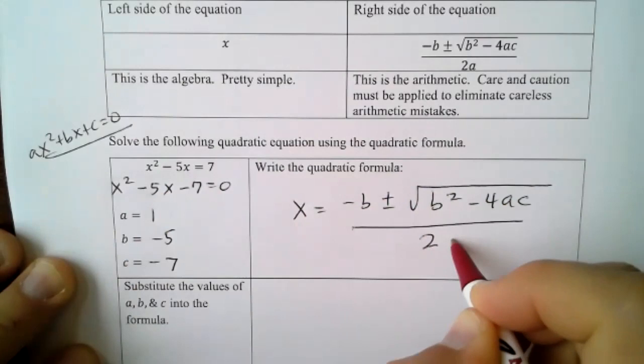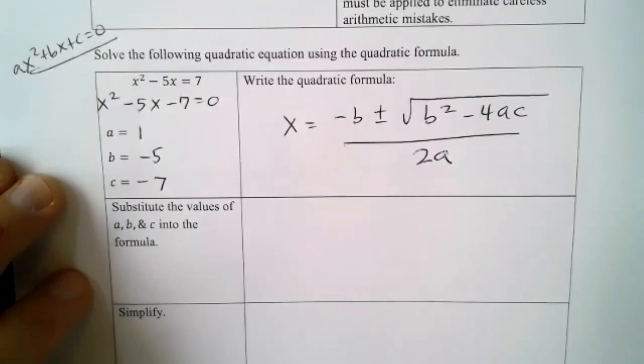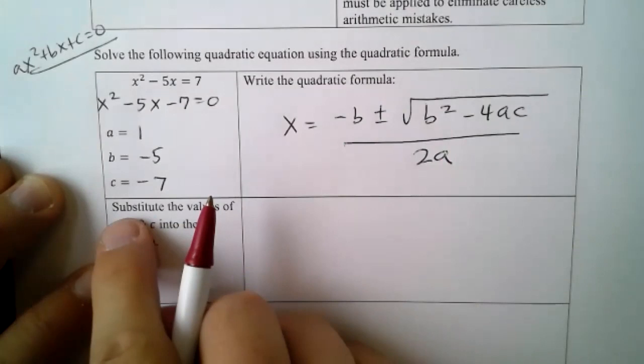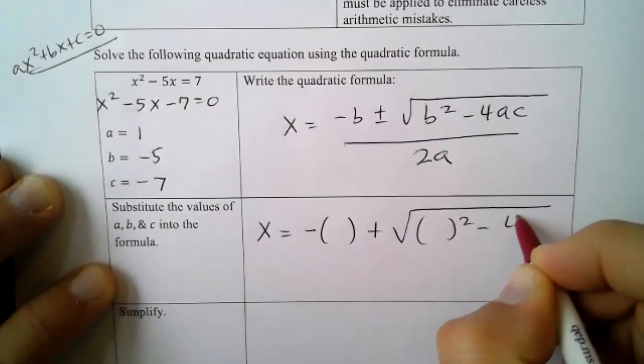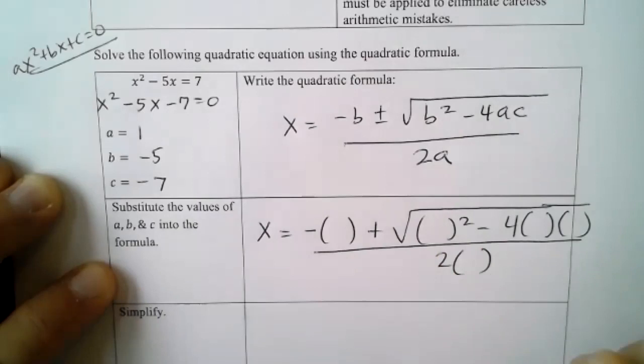And so that's going to be the easiest part. If you remember to sing that in your head as you're writing it, you don't even have to think about it. Then substitute the values of a, b, and c into the equation. Now what I usually do is I start off like this and I put parentheses for every single letter.